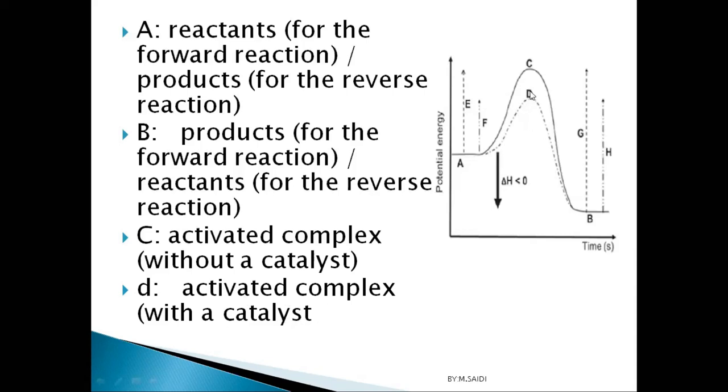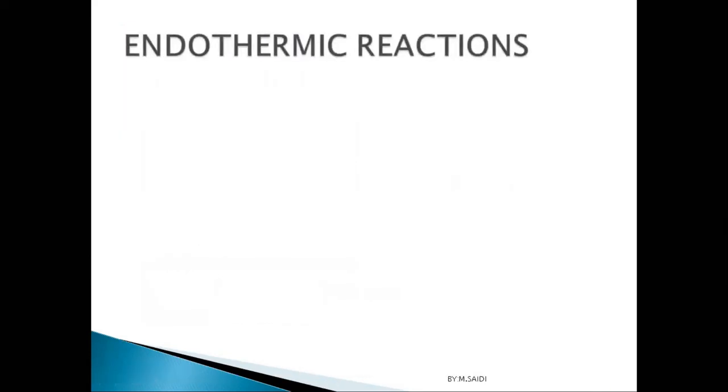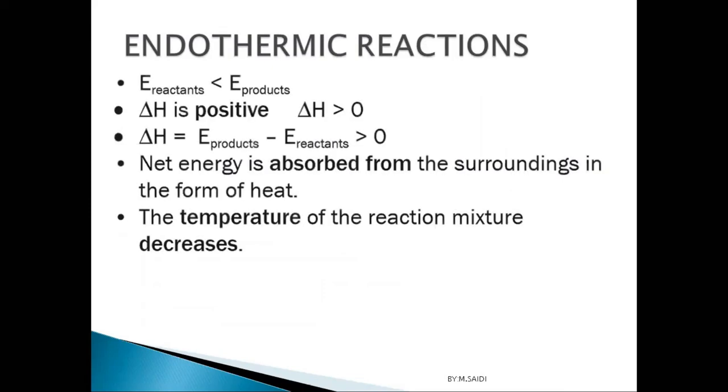That's why you see here that the one with the catalyst is lower, and the one without catalyst is a little bit higher. And then the endothermic reactions. When you talk about endothermic reactions, you'll find out that it is the reverse of exothermic. The reactant energy is less than that of the product. It means that the products have more energy than the reactants, meaning that the energy has been absorbed.